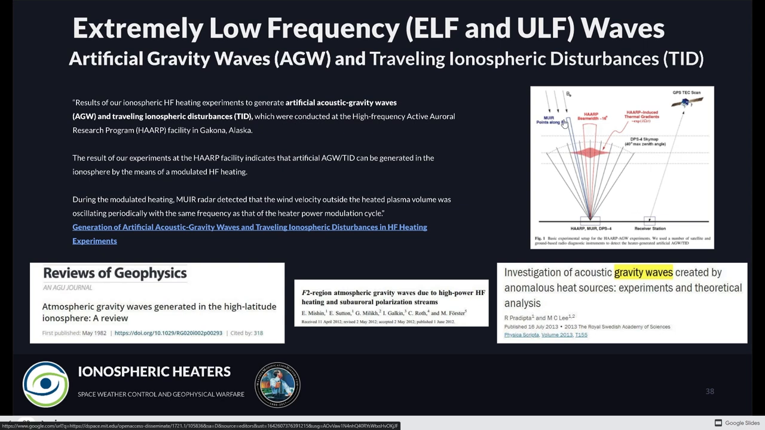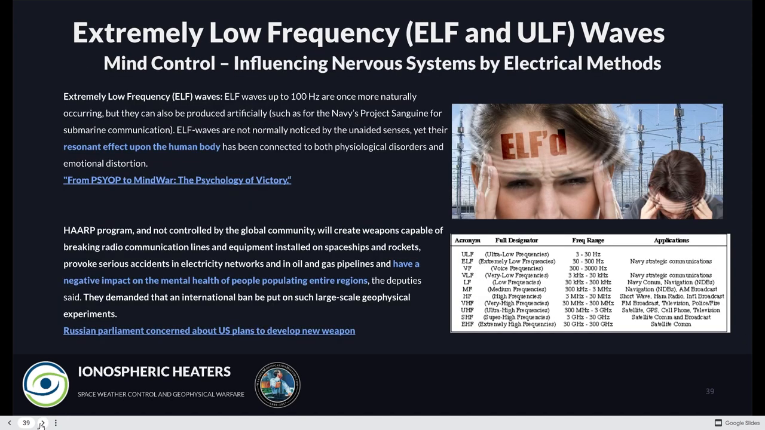Pictures over here on the side, highlighting all of this. And some of the papers: Atmospheric Gravity Waves Generated in the High Latitude Ionosphere, a Review, 1982; F2 Region Atmosphere Gravity Waves Due to High Power, High Frequency Heating in Sub Auroral Polarization Streams; and Investigation of Acoustic Gravity Waves Created by Anomalous Heat Sources, Experiments and Theoretical Analysis. Are just some of the papers that I found on this topic. Interesting stuff. Very, very interesting stuff.